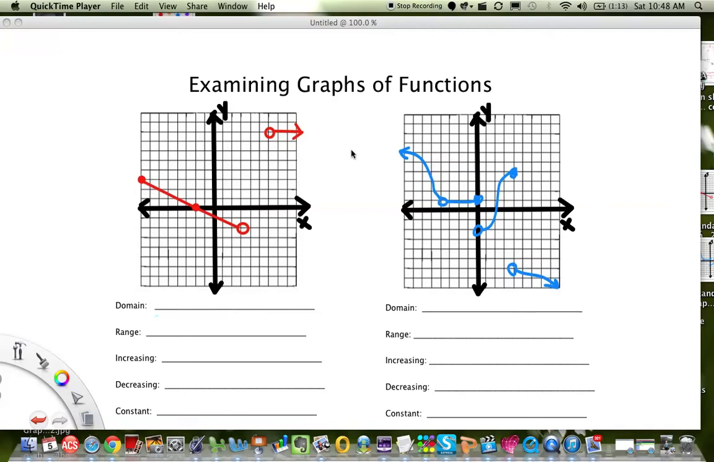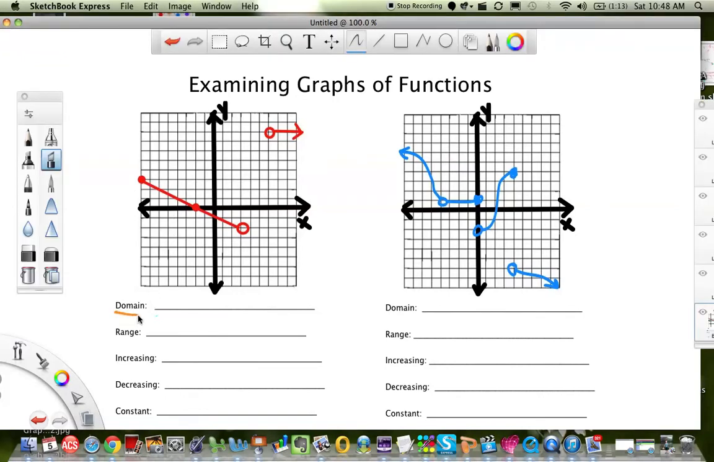This video is to help you learn how to examine graphs of functions for their domain, range, and increasing, decreasing, and constant intervals. And so we're going to start out by just looking for the domain. The domain is always the x values and range is always y. But let's start with the domain.